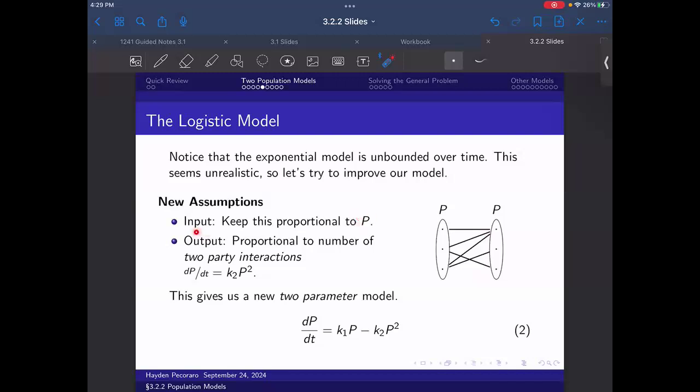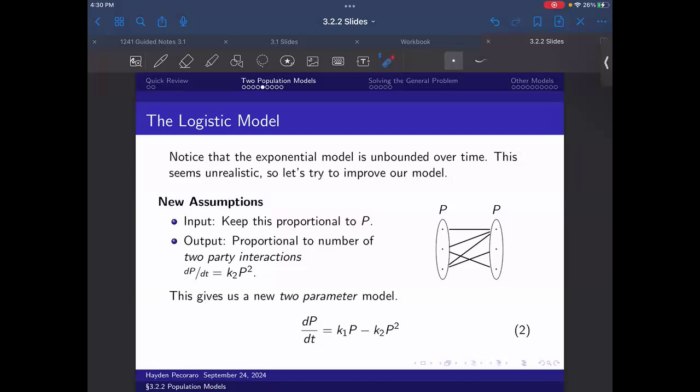You could also change the input to two-party interactions to more accurately represent births, right? That would also depend on the population that you're looking at, though. So if we're modeling people, it might be more realistic to make this p squared. But if we're modeling something that reproduces asexually, then it might be better to keep that as just p, right? So bacteria, or I think snails maybe, can reproduce asexually. Then you get just a regular p to the 1 term.